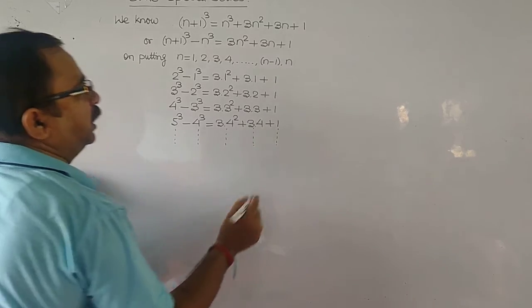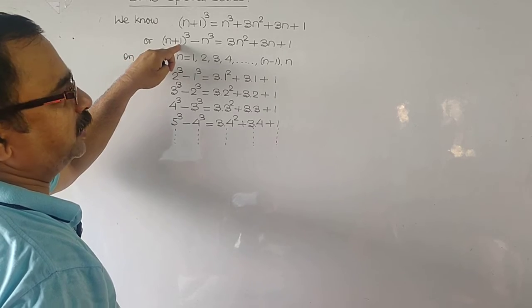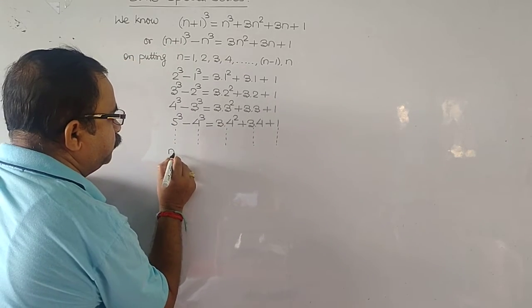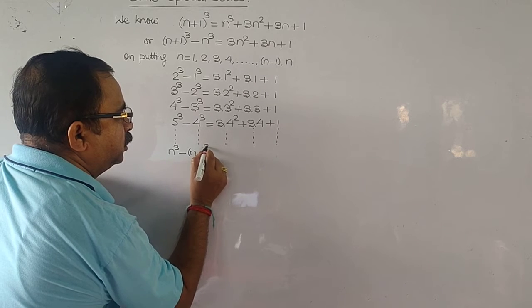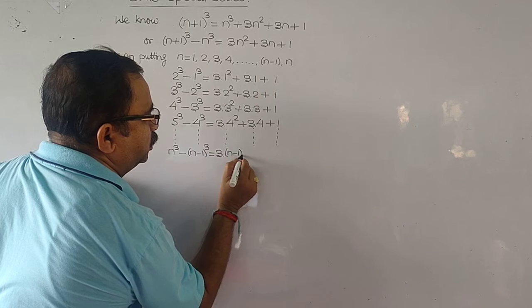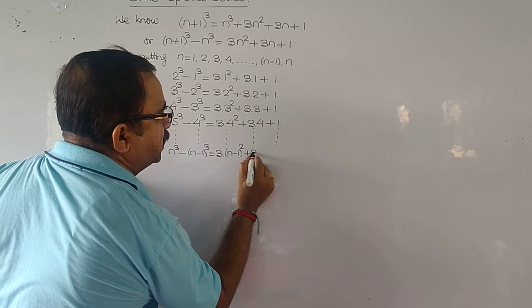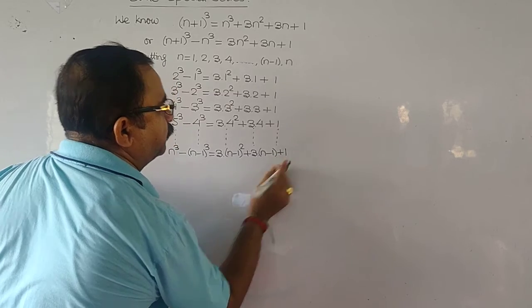Now substitute n minus 1. So n minus 1 plus 1 is n, so n cube minus (n minus 1) to the whole cube equal 3 times (n minus 1) to the whole square plus 3 times (n minus 1) plus 1.